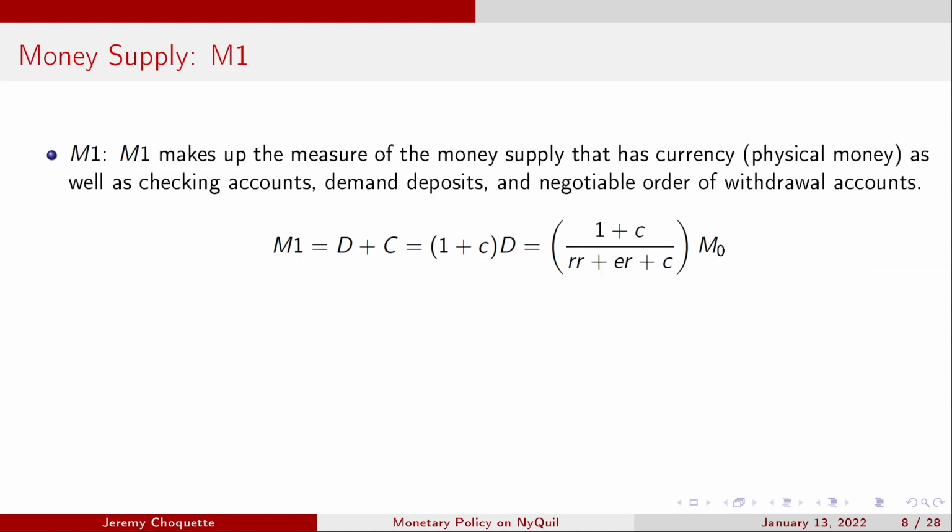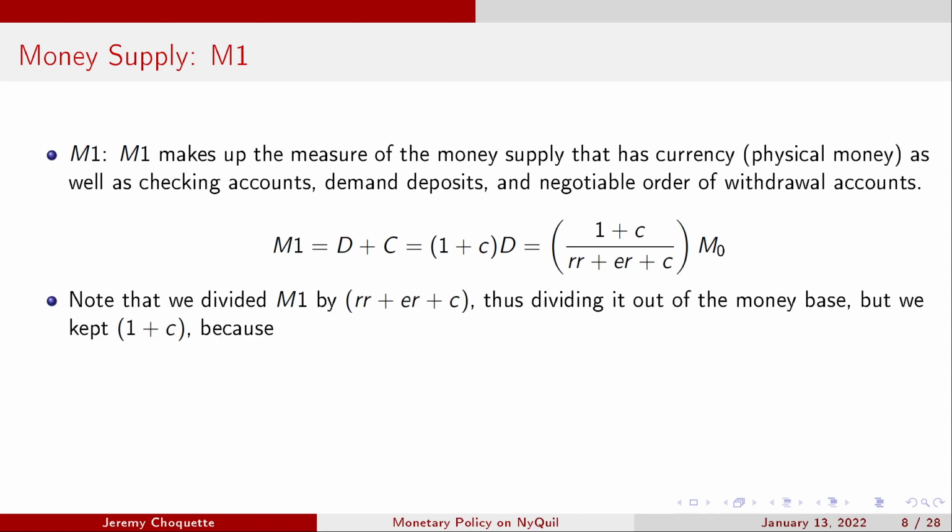So we've talked about the money base. Let's talk about the actual measures of the money supply. The first one is M1. M1 makes up the measure of the money supply that's got currency, which is physical money, as well as checking accounts, demand deposits, and negotiable order of withdrawal accounts. Now, I got a little bit of math here. I wouldn't worry too much about it.